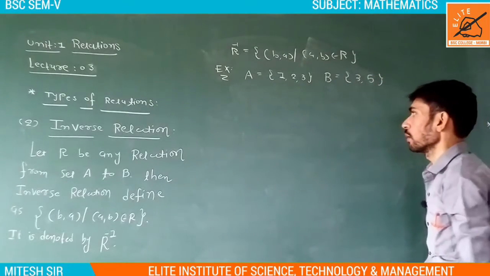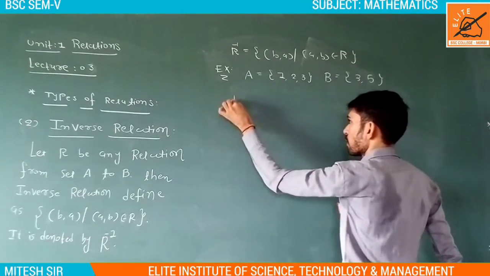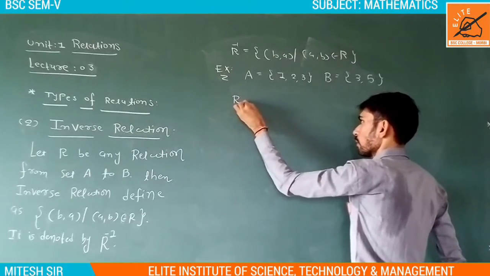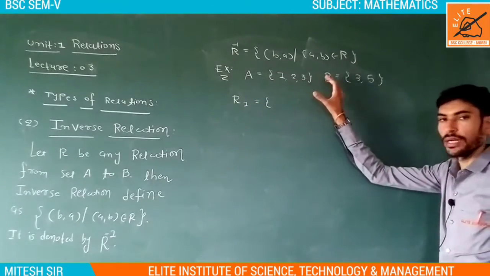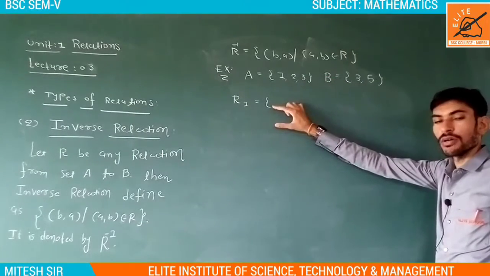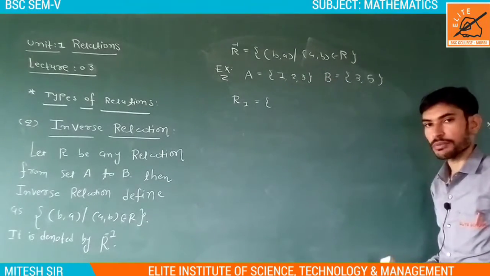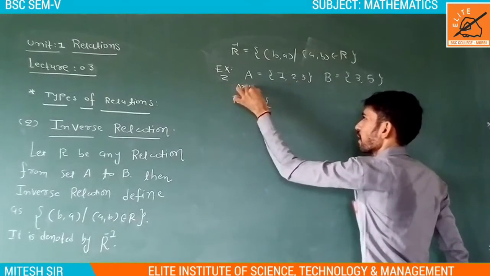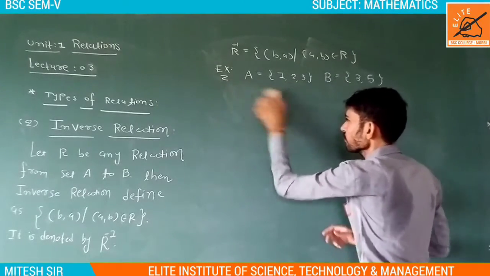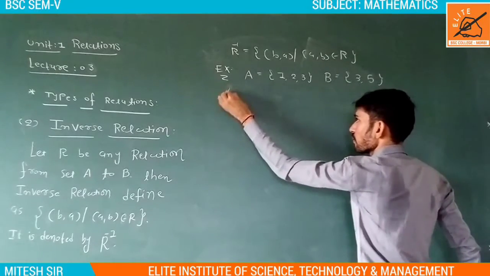Now we consider our relation R1 on the Cartesian product A to B. R1 will be a subset of what? It will be a subset of the Cartesian product A cross B. But first of all, here we define the Cartesian product, so you better understand this.